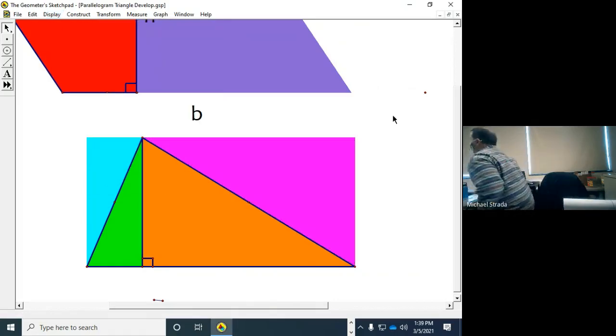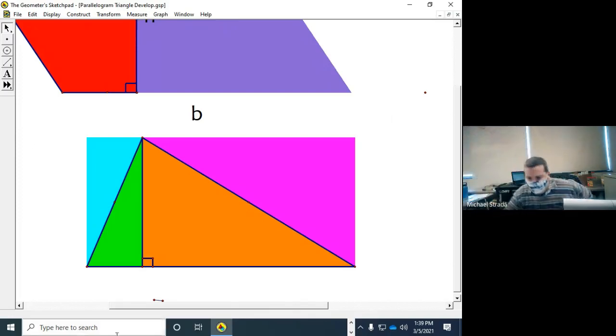What do you notice? First off, what shape's formed? A rectangle. So the original triangle makes up what fraction of the rectangle? Half. Area of a rectangle is base times height. So if you incorporate a half, how do you get the area of a triangle? 1/2 base times height.